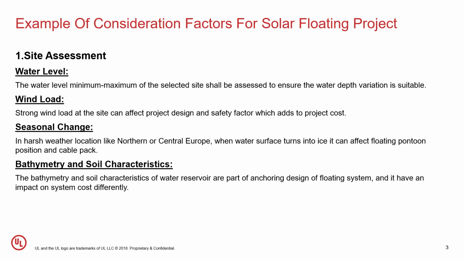In the next few slides, I will provide you examples of consideration factors when starting a solar floating project. The first one is the site assessment, which has four main parameters to be taken into account. Start with water level. The water depth variation shall be verified, whether it's suitable for the system or not. If the variation is too large, it can have an impact on the technical part. Same as wind load, which affects project safety design.